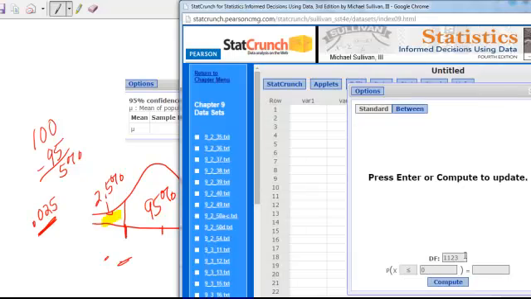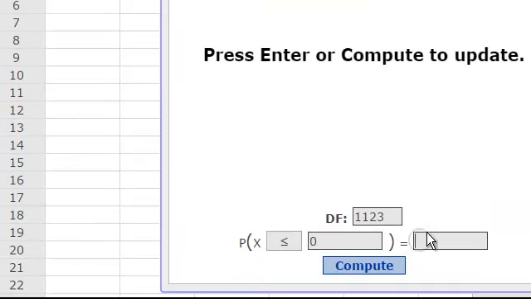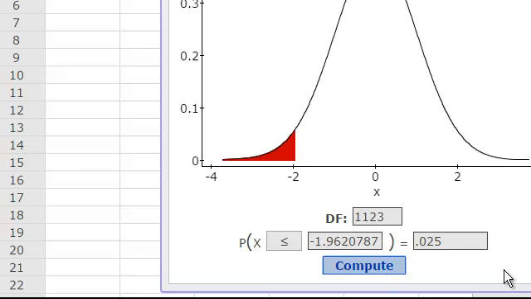Now we have everything we need. We put in 1,123 for the degrees of freedom, and for the area under the tail, put that in, and then we got negative 1.96, and over here it would be positive 1.96. In the formula that you use, you're going to add it or subtract it after you multiply it.